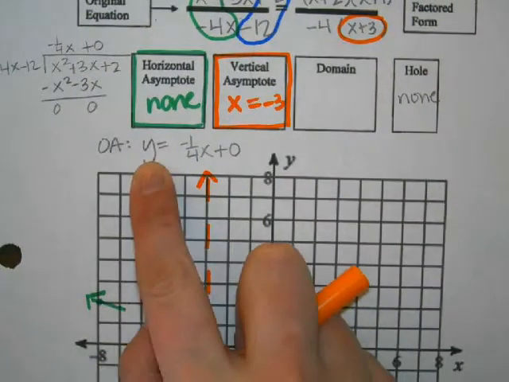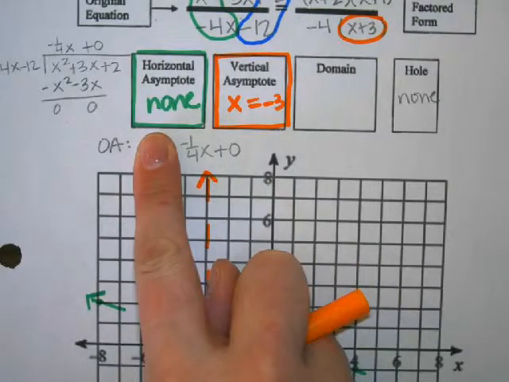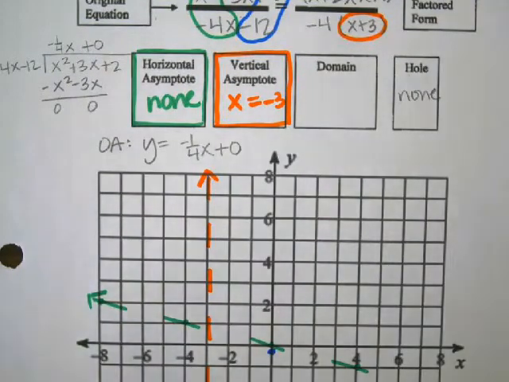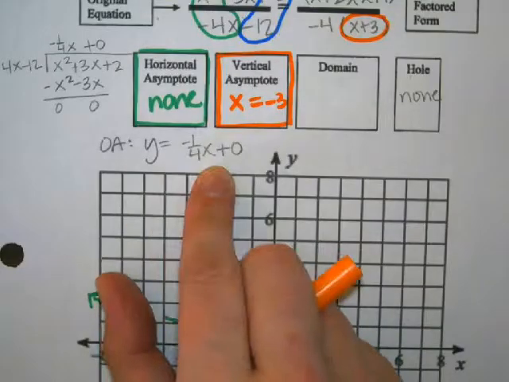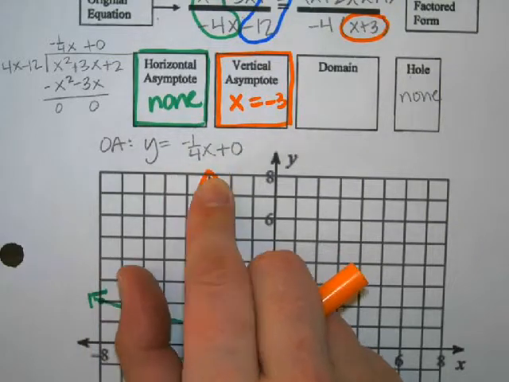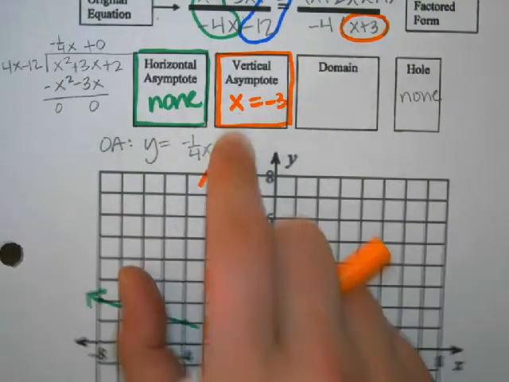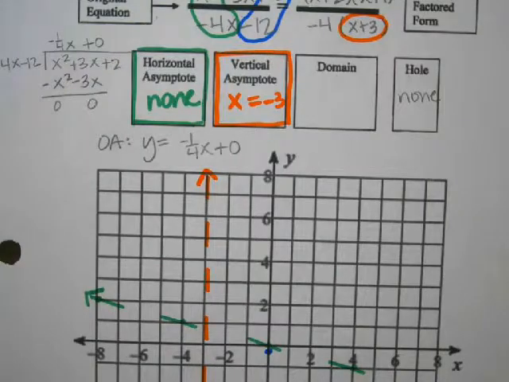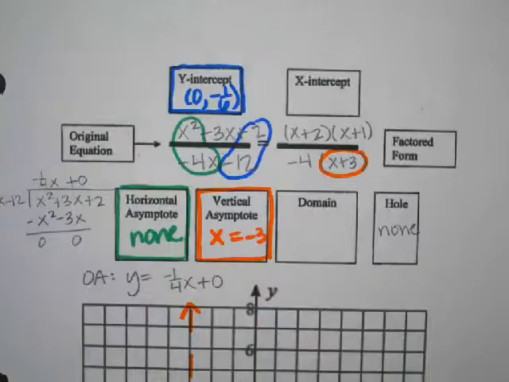It'd be kind of like you writing your oblique asymptote and just saying my oblique asymptote is negative 1/4 x plus 0. That's a little strange. It makes more sense to say y equals mx plus b than just say mx plus b. Okay, same thing here. So we say x equals negative 3. All right, what do we find next?